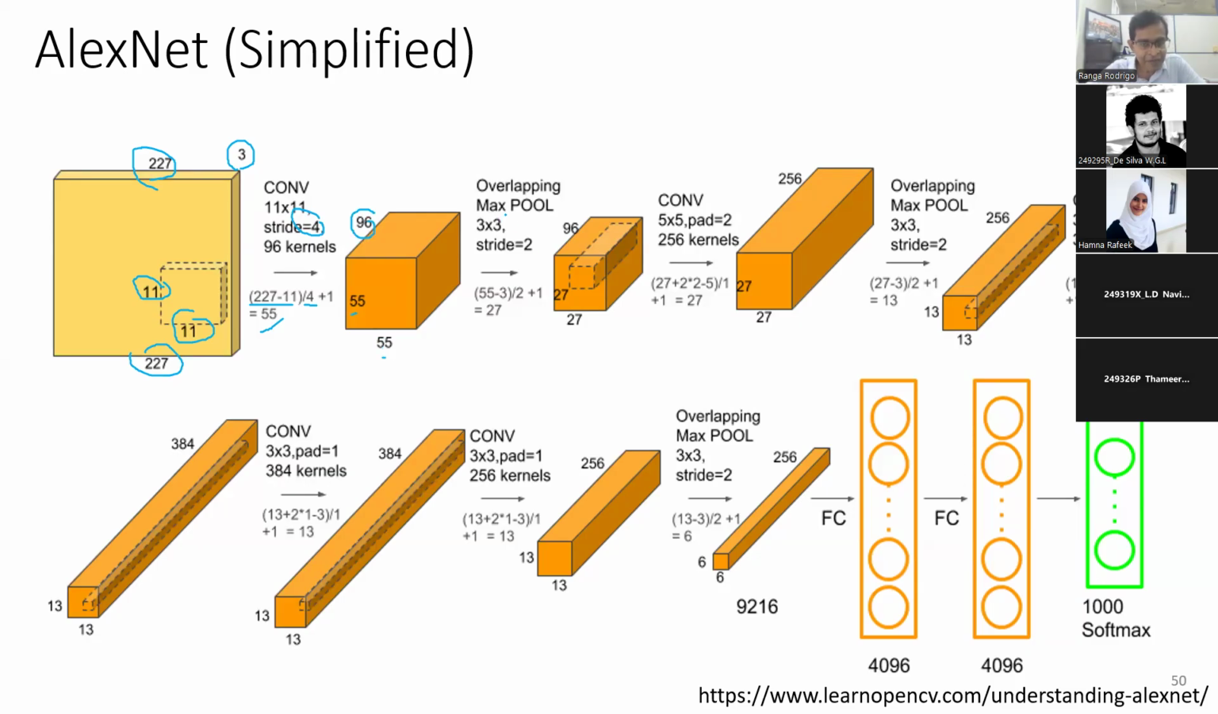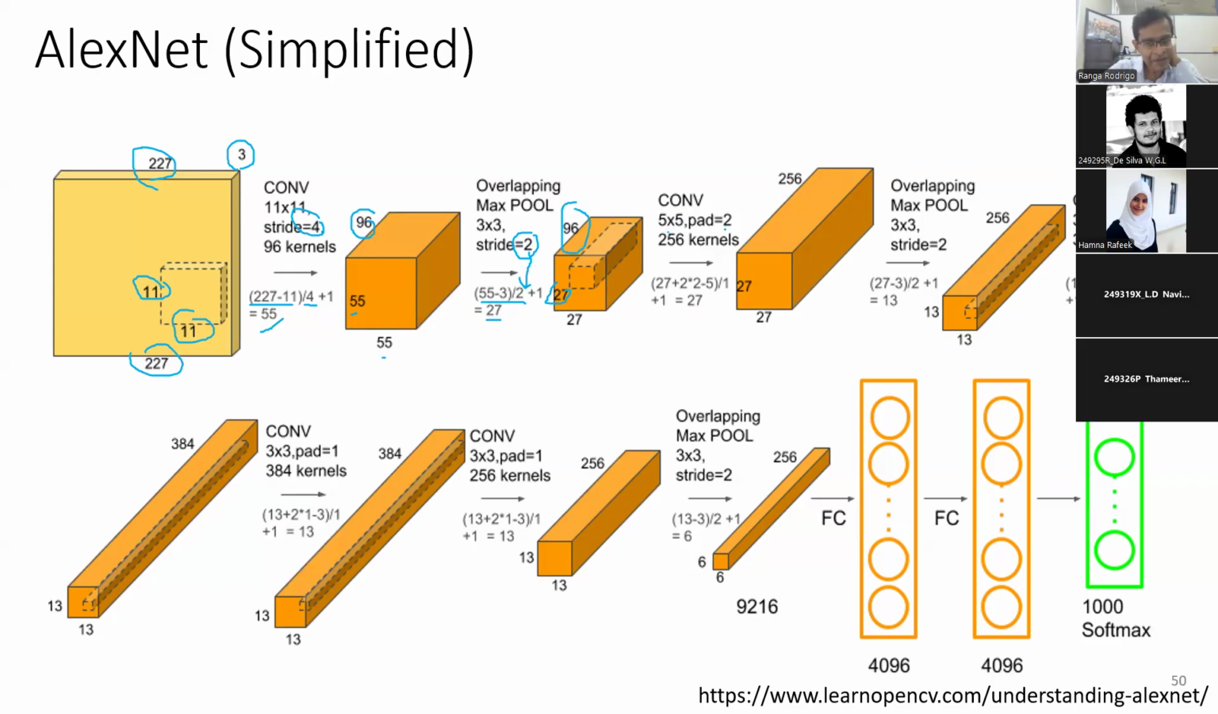And then you do 3 by 3 max pooling. It's stride 2, because it's stride 2, you sort of get half. So (55 minus 3) divided by 2, this 2 is the stride, plus 1. So I hope you remember the formula. It's 27. And the number of channels or the depth remains the same due to max pooling.